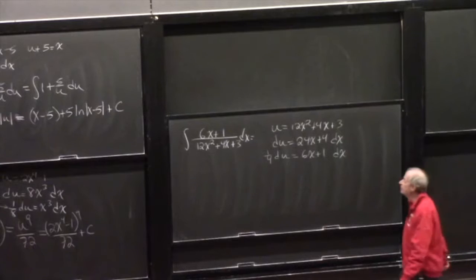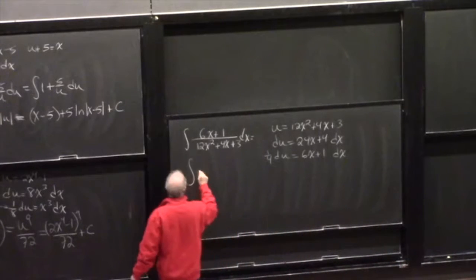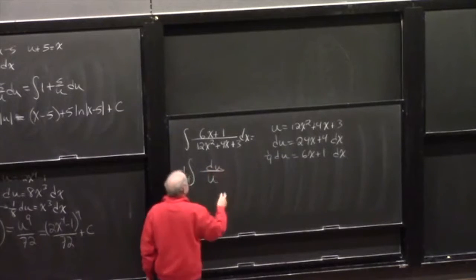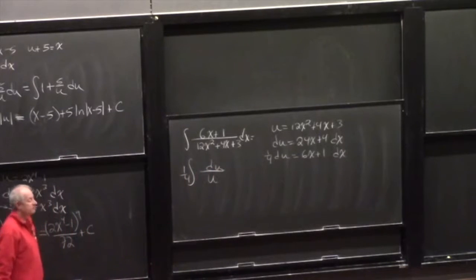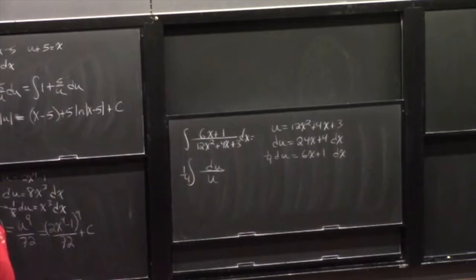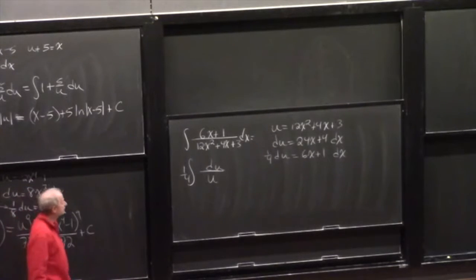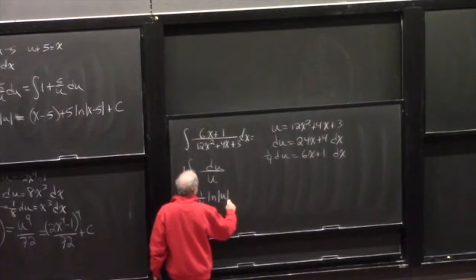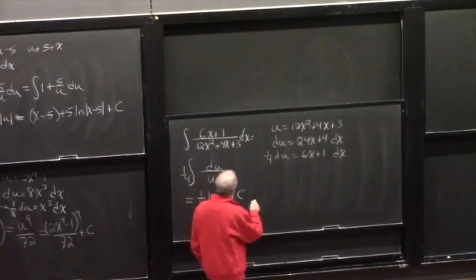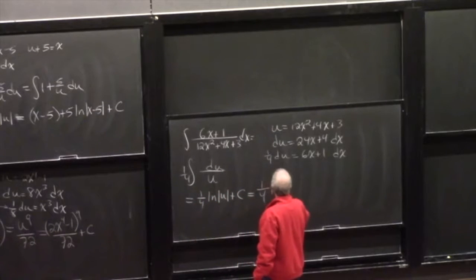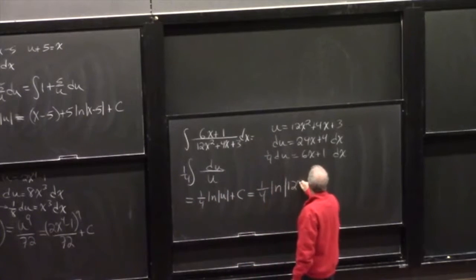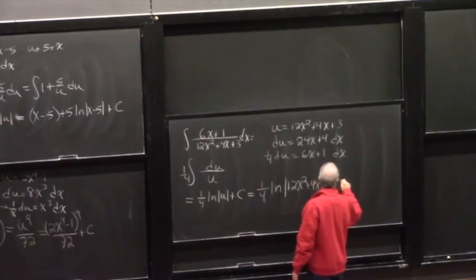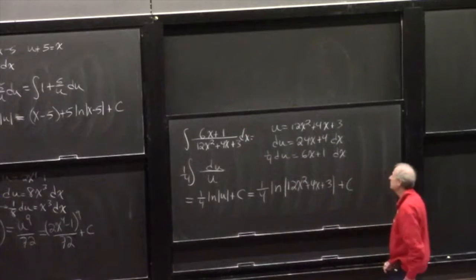Okay, substitute in. So the bottom becomes u, the top becomes 1/4 du. That's 1/4 log u, well, you don't really need the plus c, but whatever. 1/4 log of 12x squared plus 4x plus 3 plus a constant.